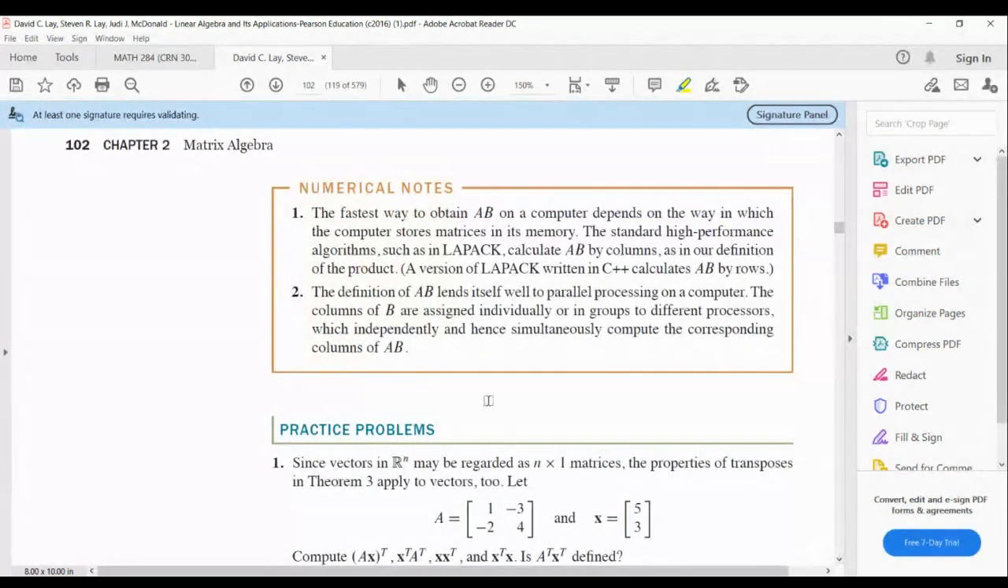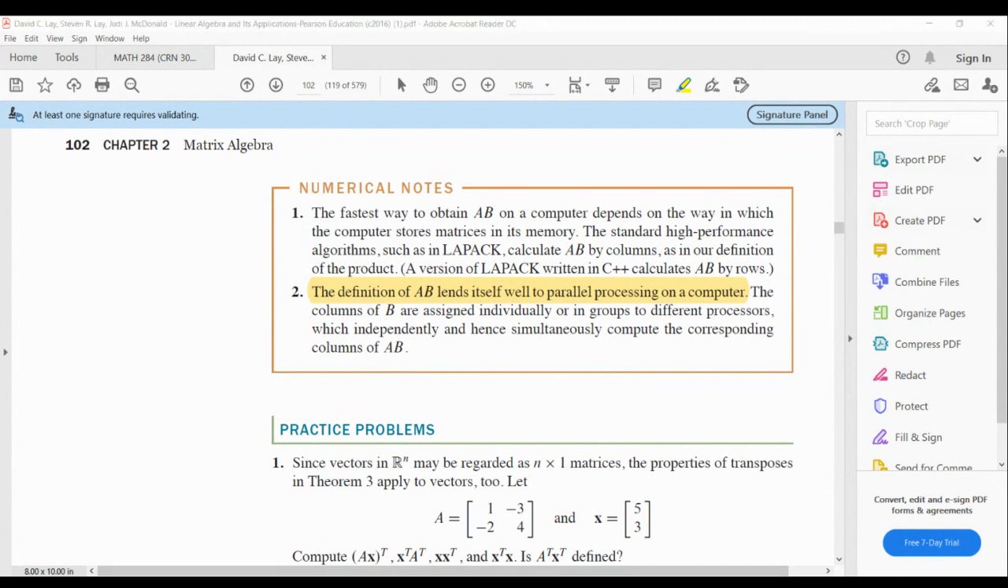All right, well, finally, as always at the end of every section in the book, they have a numerical note. They comment that the definition of the matrix A times B lends itself well to parallel processing on a computer. The columns of B are assigned individually in groups to different processors, which independently and hence simultaneously compute the corresponding columns of A times B.